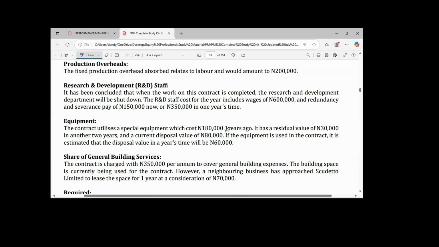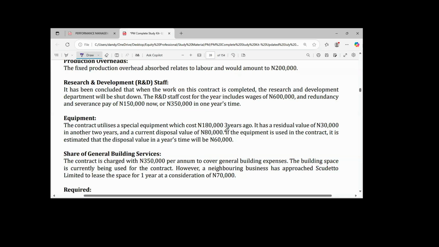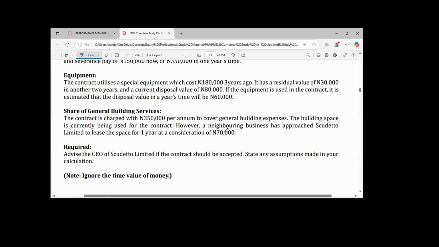Equipment. The contract utilizes a special equipment which cost 180,000 3 years ago. It has a residual value of 30,000 naira in another 2 years and a current disposal value of 80,000 naira. If the equipment is used in the contract, it is estimated that the disposal value in a year's time will be 60,000 naira. Share of general building service. The contract is charged with 350,000 per annum to cover general building expenses. The building space is currently being used for the contract. However, a neighboring business has approached Kudeto Limited to lease the space for 1 year at a consideration of 70,000 naira. Required. Advise the CEO of Kudeto Limited if the contract should be accepted. State any assumption made in the calculation. Note, ignore the time value of money.